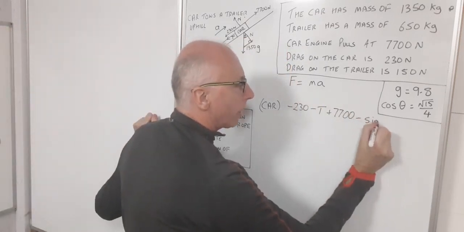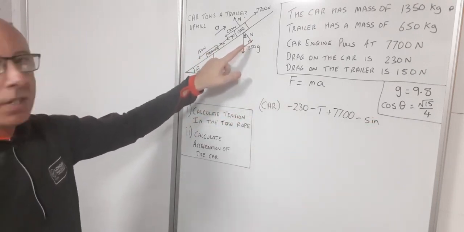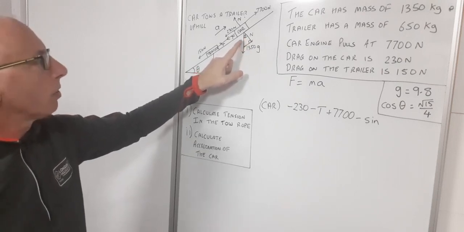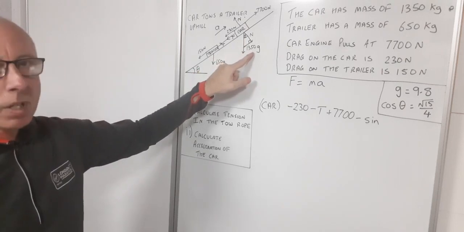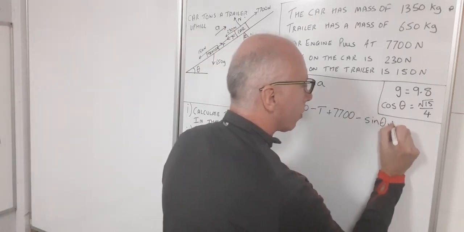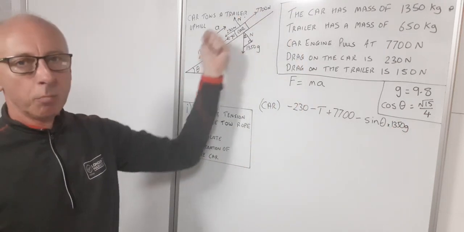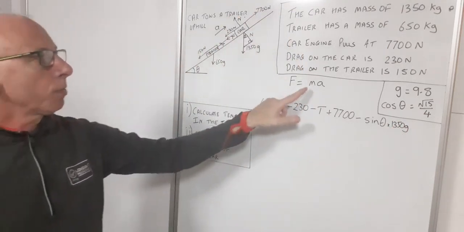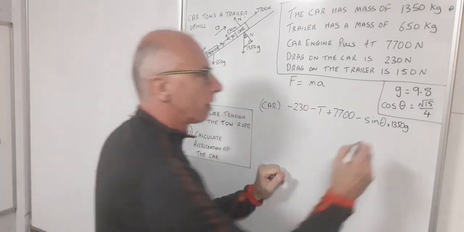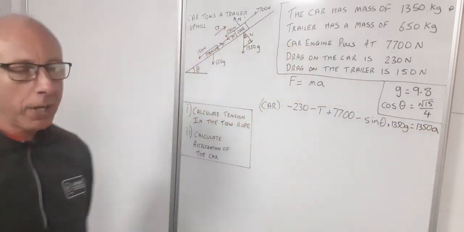So minus sine, and this line here is going to be the same as sine of theta equals opposite over hypotenuse. Now the hypotenuse we know is 1350g, so sine theta times 1350g. So that's all the forces acting parallel to the plane. Now force equals mass times acceleration. The mass is 1350 and acceleration we don't know, so that's what we're going to put in there.